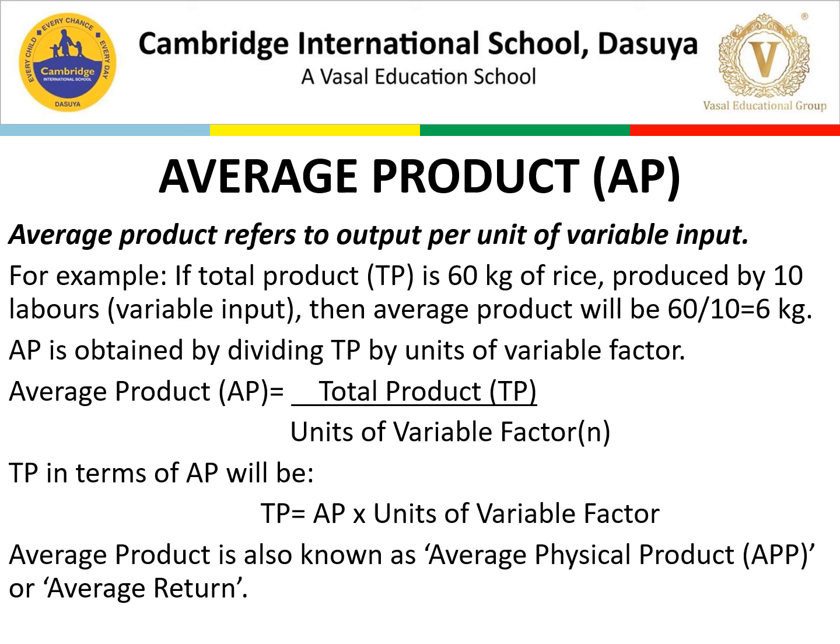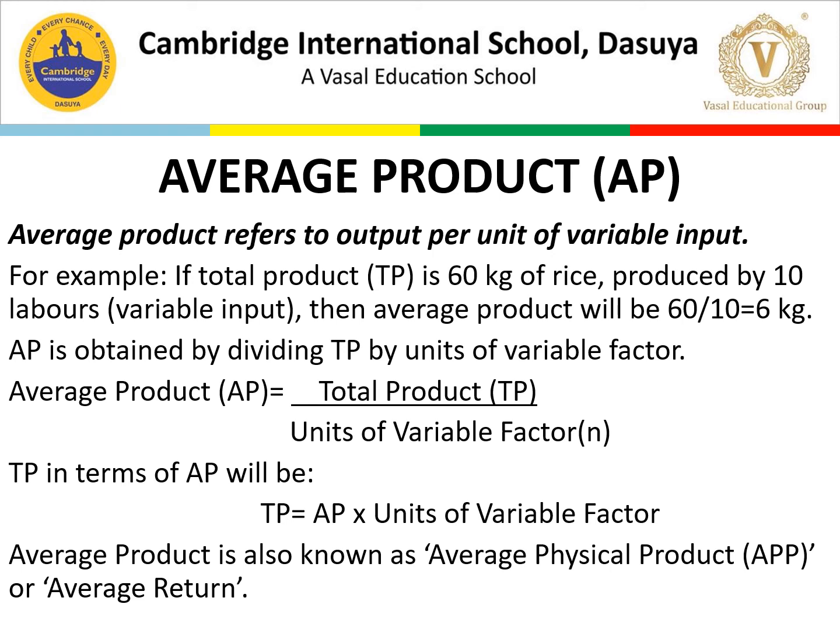मतलब एक जो लेबर था, उसने at least 6 kg राइस प्रोड्यूस किए. So AP is obtained by dividing total product by units of variable factor. So average product equals total product over units of variable factor, that is N. TP in terms of AP will be, TP को अगर हमने निकालना है तो AP into units of variable factor कर देंगे तो we will get the TP. So we have two formulas, we can calculate with this. Fine. So अगर एवरेज प्रोडक्ट निकालना है तो टोटल प्रोडक्ट को हम यूनिट्स ऑफ वेरिएबल फैक्टर से डिवाइड कर देंगे.